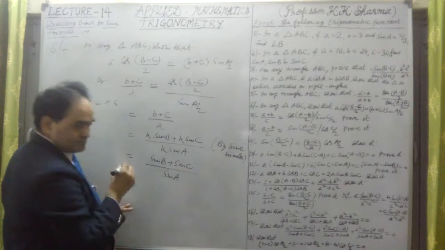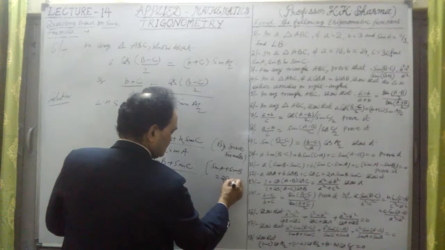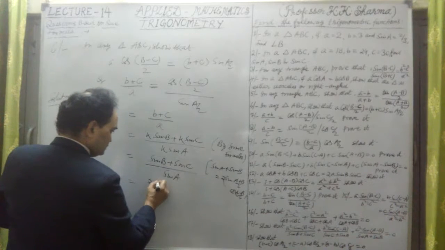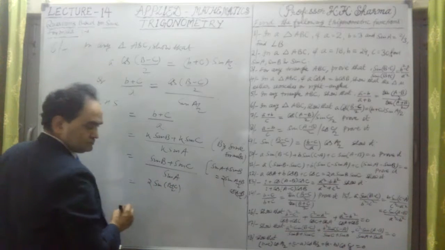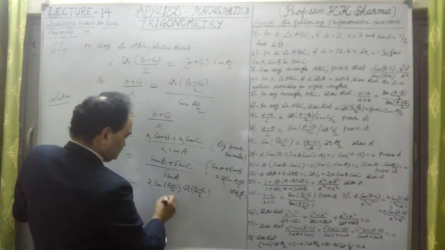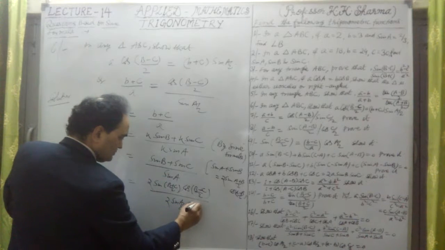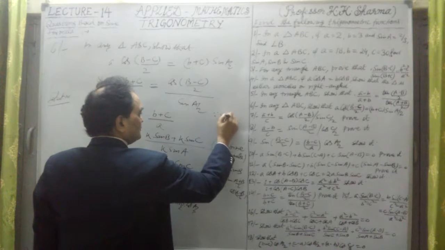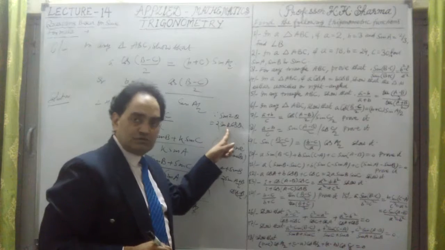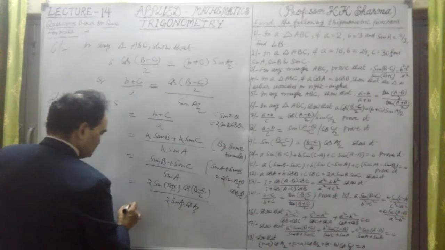So what is sin B plus sin C? We know that sin A plus sin B is equal to 2 sin((A plus B)/2) into cos((A minus B)/2). This is the formula. Apply this. This is 2 into sin((B plus C)/2) into cos((B minus C)/2), divided by sin A, which can be written as 2 sin(A/2) into cos(A/2). We know that sin 2θ is equal to 2 sin θ into cos θ. Now if it is sin θ only, then it will be 2 sin(θ/2) into cos(θ/2). That's why we have put here in place of sin A, 2 sin(A/2) into cos(A/2). So that is the point. We have 2 to cancel out.